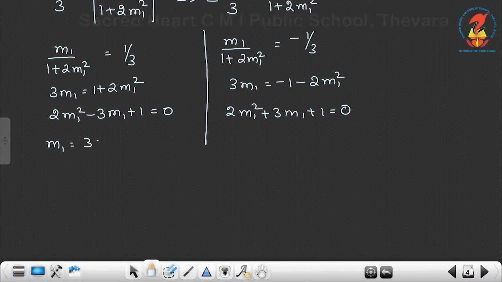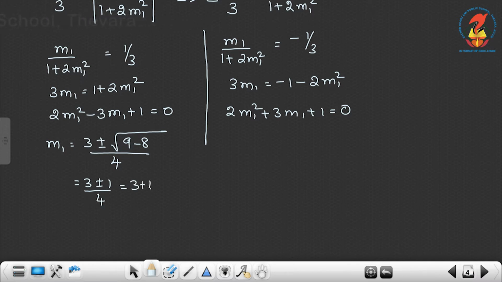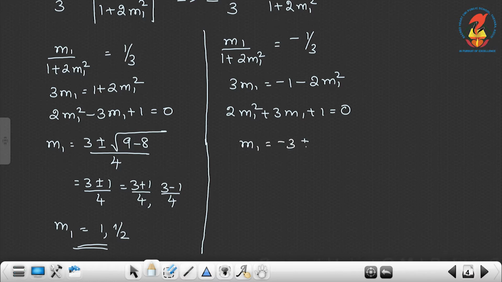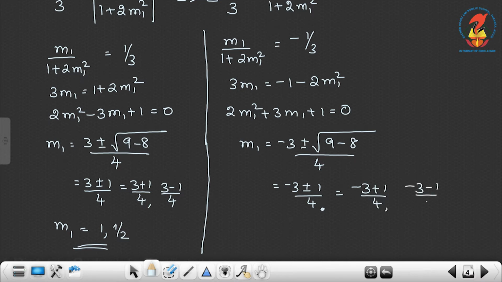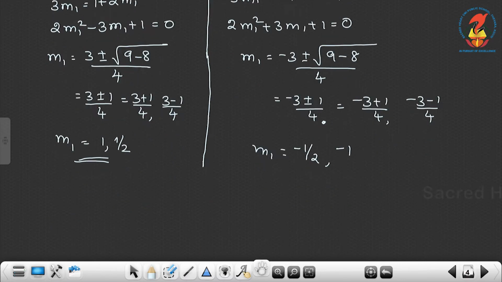So, M1 is equal to minus B plus or minus root of B square minus 4AC by 2A. So, 3 plus or minus 1 by 4, that is 3 plus 1 by 4 and 3 minus 1 by 4. So, M1 is equal to 4/4 is 1, and 2/4 is 1/2. Then here M1 is equal to minus 3 plus or minus root of B square minus 4AC by 2A. That is minus 3 plus or minus 1 by 4, that is minus 3 plus 1 by 4 and minus 3 minus 1 by 4. That is M1 is equal to minus 2 by 4, that is minus 1 by 2, and minus 4 by 4, that is minus 1. So these four values are for M1.